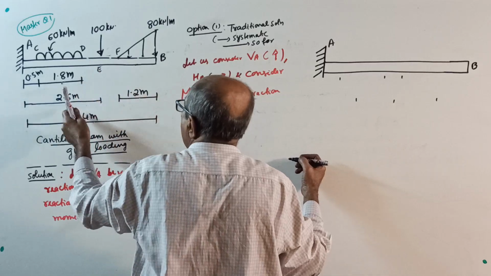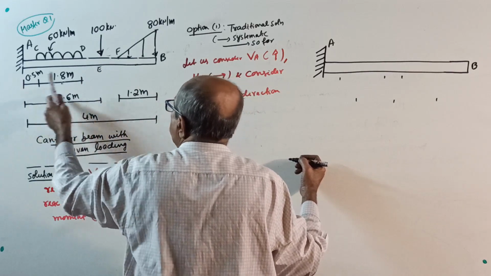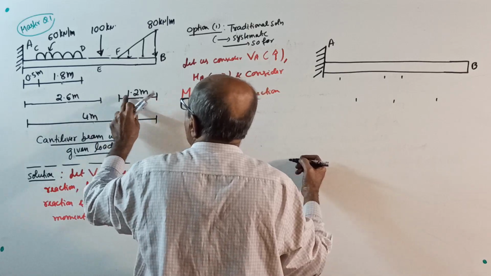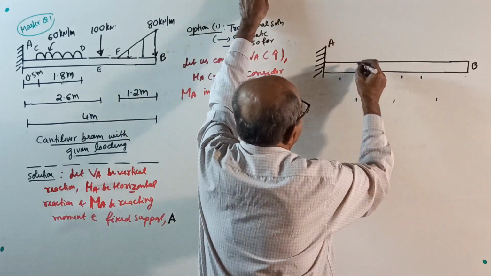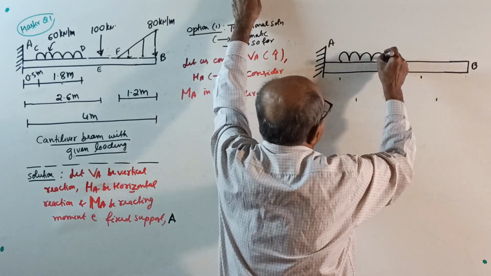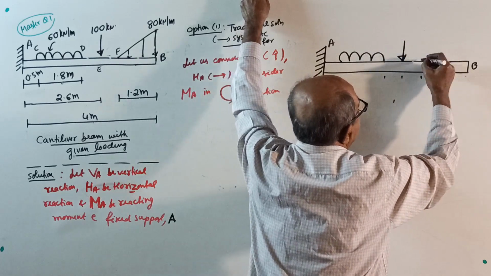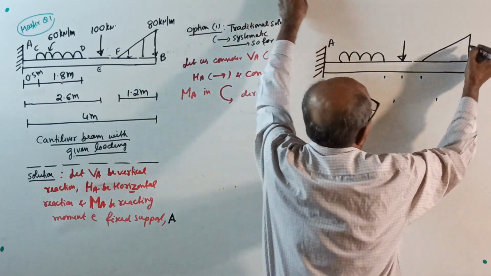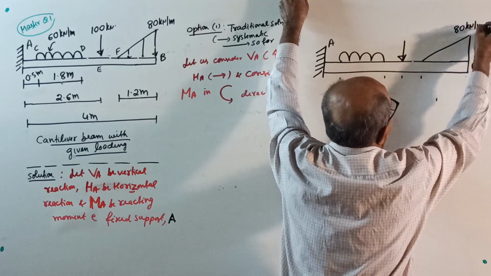This gap is, if this is 1.2 and this is 2.6, this is 1.4. 1.4 minus 1.2 is 0.4. 0.4 meter, and then this is 1.2 meter. So from here UDL will start. Here there is a point load. Here there is uniformly varying load represented by a triangle of intensity 80 kilonewton per meter.